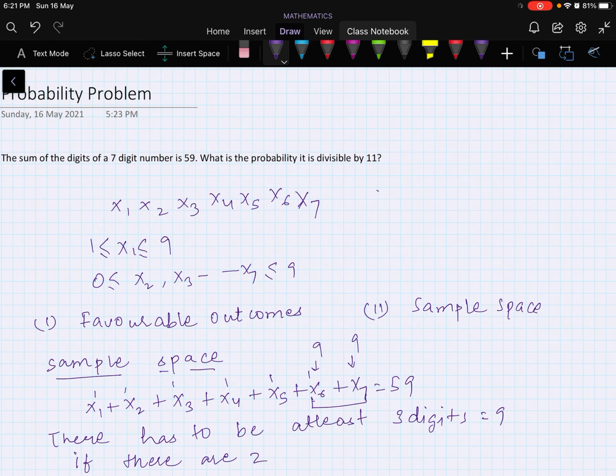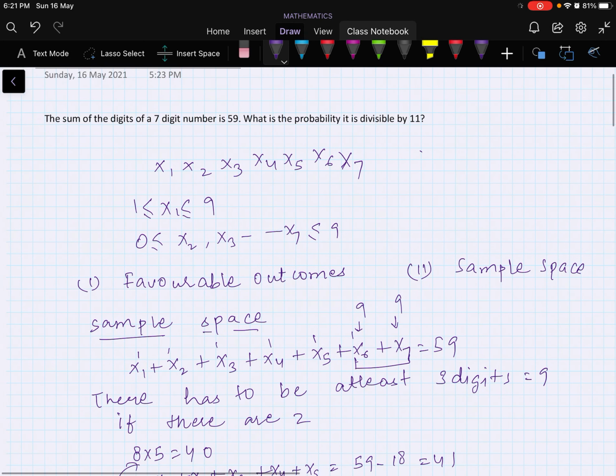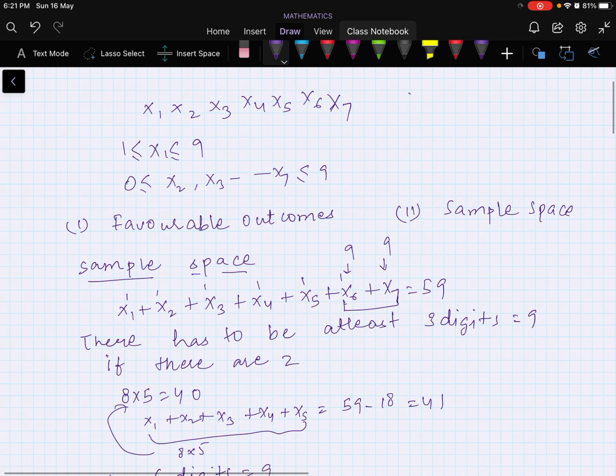The problem today is of probability: the sum of the digits of a 7-digit number is 59, and what is the probability that it is divisible by 11? Today I am not going to use the multinomial theorem procedure to find the number of integral solutions of a linear equation, because I am assuming that the students watching do not know that.